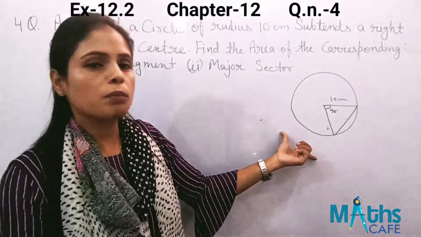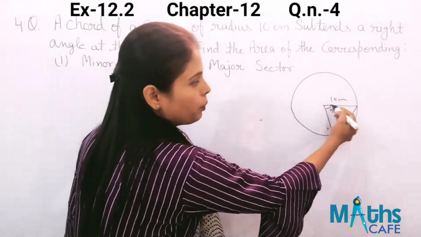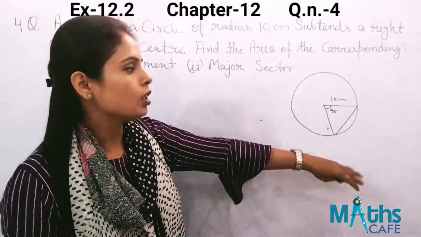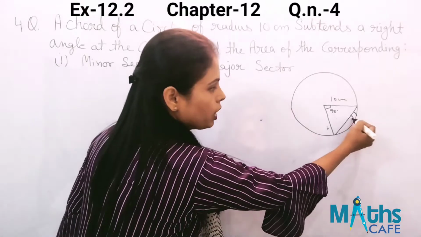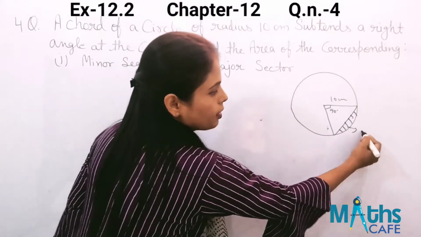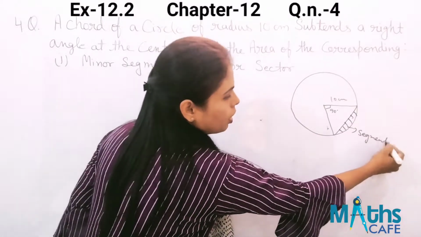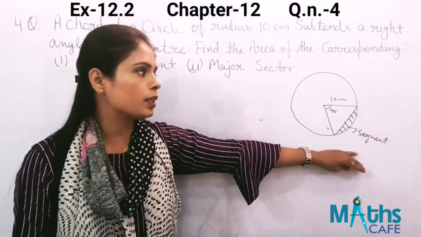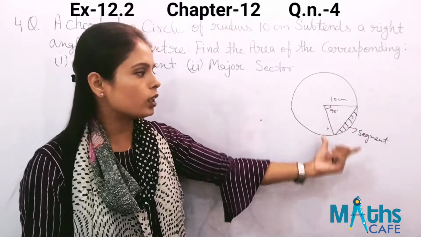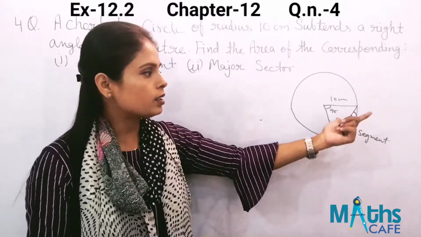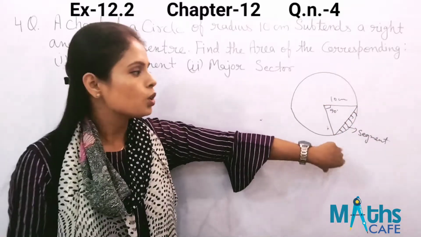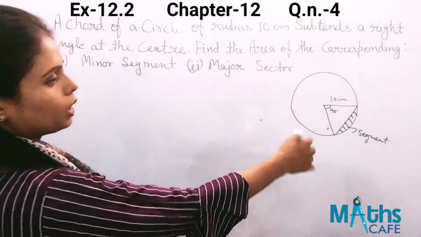So what is a segment here? If you subtract this triangle from this sector, the value of this part will be our segment. They are asking to find the minor one, so this is our minor segment. As I told you, we find the segment after subtracting the area of the triangle from the area of the sector. So simply we are going to find the area of the sector.